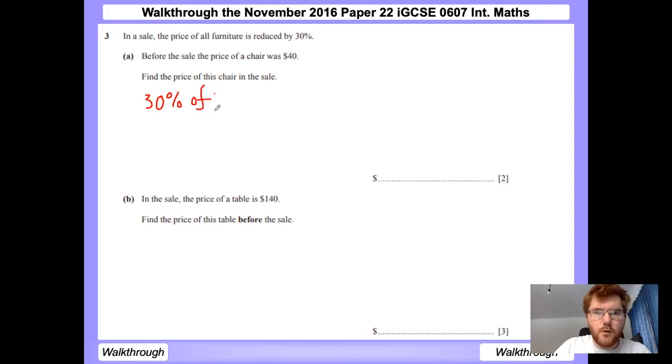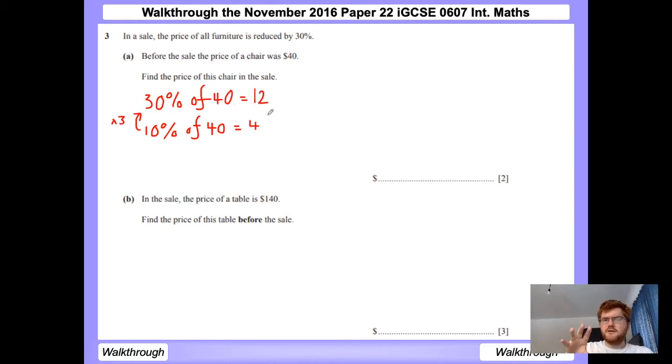So we can see what reduction is taken from the $40. Well, to work out 30% of $40, we always use our fundamentals with percentages. So 10% of 40, well, we just divide it by 10, and that gives us 4. So what do we do to 10 to get to 30? Well, we times by 3. So that's going to give us 12.